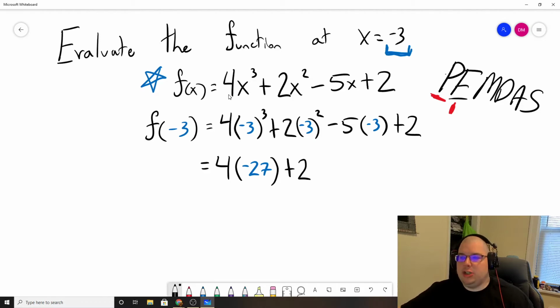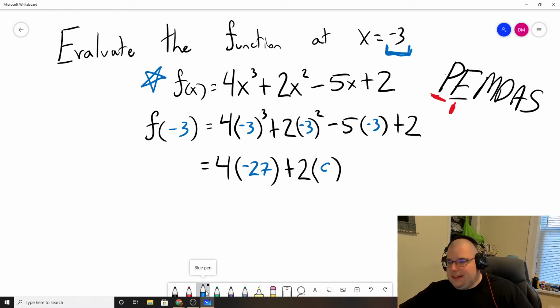Just like there's multiplication between the 4 and that x cubed. It's 4 times x cubed. So we got to make sure that we keep it as multiplication. So now we're going to move on to the next thing, which is that -3 squared, which is multiplied by that 2. So I'm going to keep it 2 times, and then in parentheses, -3 times -3, which works out to be +9. And then continuing on with the problem, it's -5 times -3, and then +2.